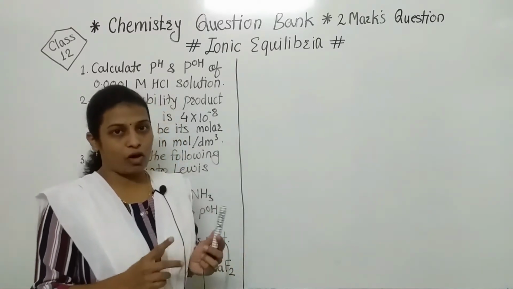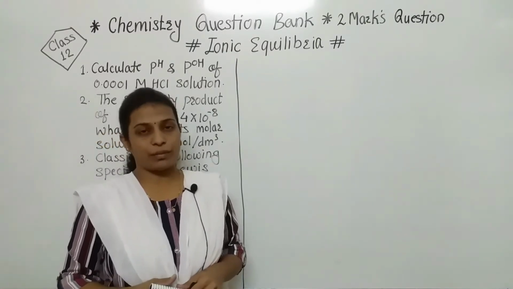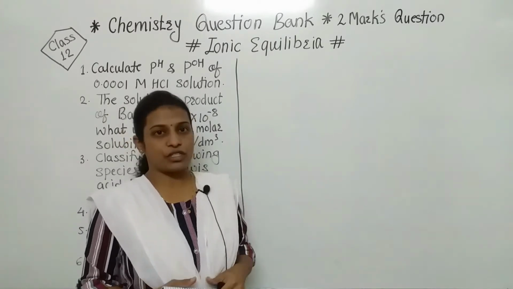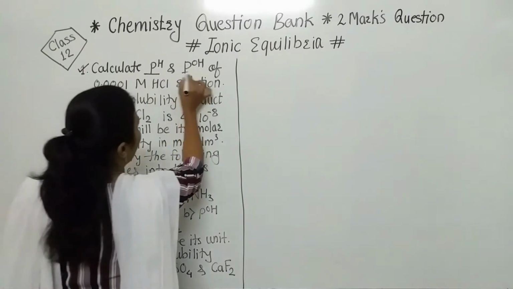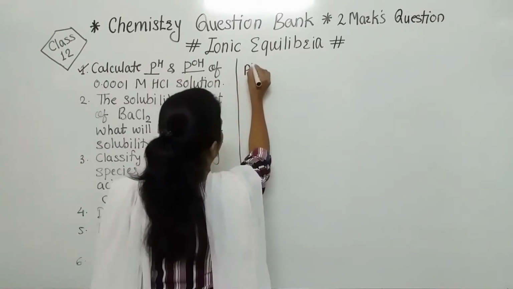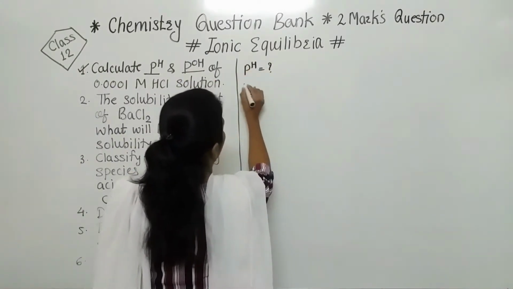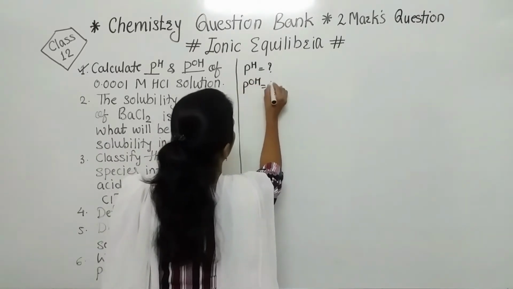All these questions are from the chemistry question bank. So what is the first question? The first question is calculate pH and pOH. So firstly we will write here what we have to find out. So we have to find the pH and pOH.